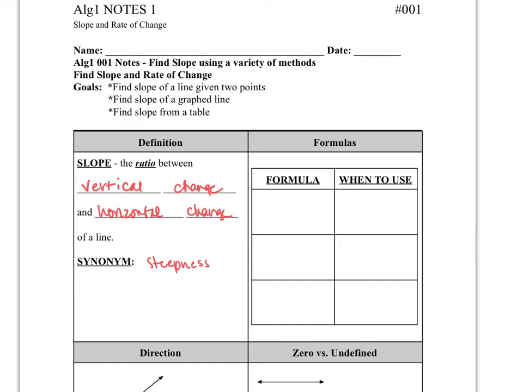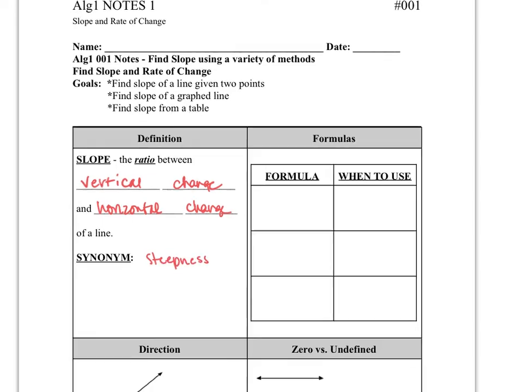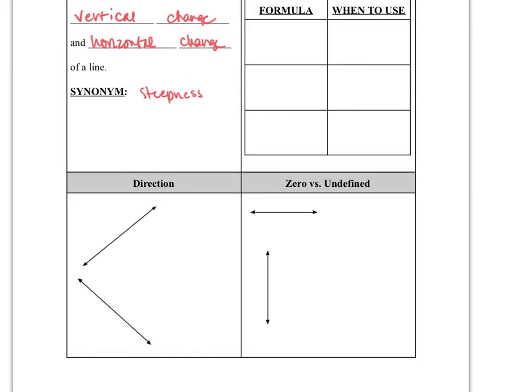We can also think about what direction a line goes in. So for example, we always read lines left to right. So this line, as we read it left to right, has a positive slope. And the line below, as we read it left to right, has a negative slope. So slope is going to tell us how steep a line is, but it's also going to tell us its direction.